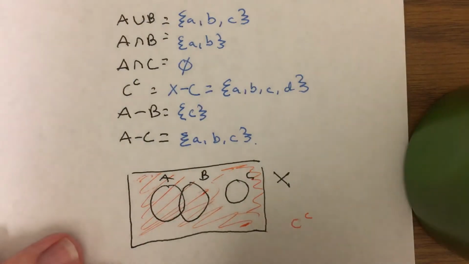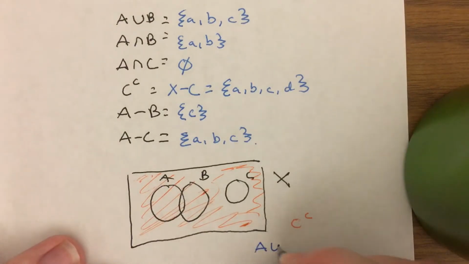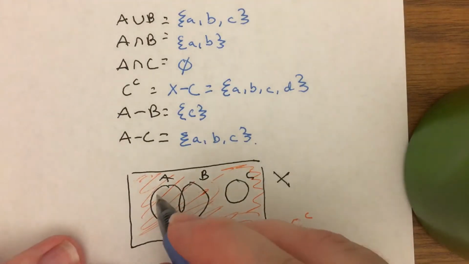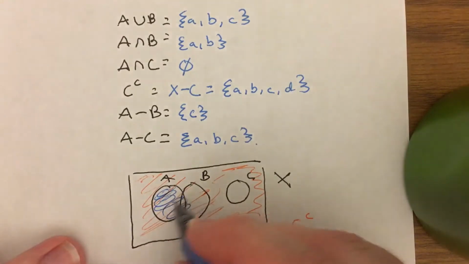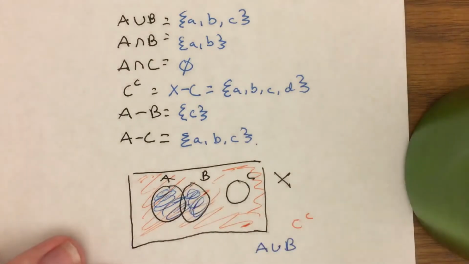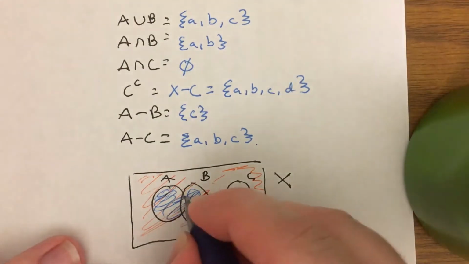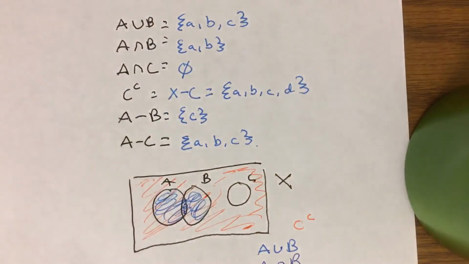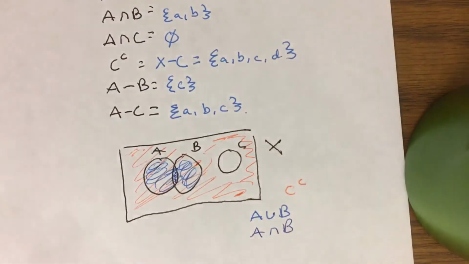If you had something like A union B, all that stuff. A intersect B, this stuff, right? So you can do Venn diagrams with them as well.